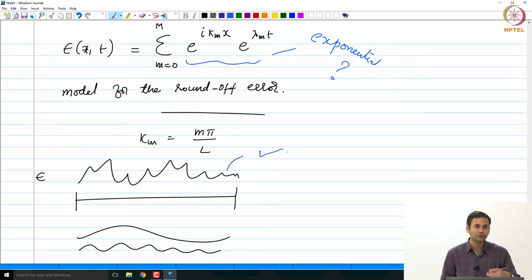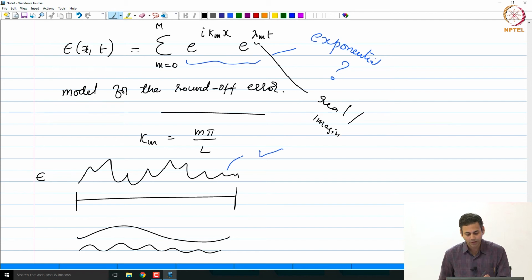And the round off errors also may grow in time or may decay in time, we do not know. For that matter, we have introduced this thing called e to the power lambda m t, where lambda m can again be either a real or an imaginary constant. Okay. Fine. Questions? Is it okay? Everybody okay with this?